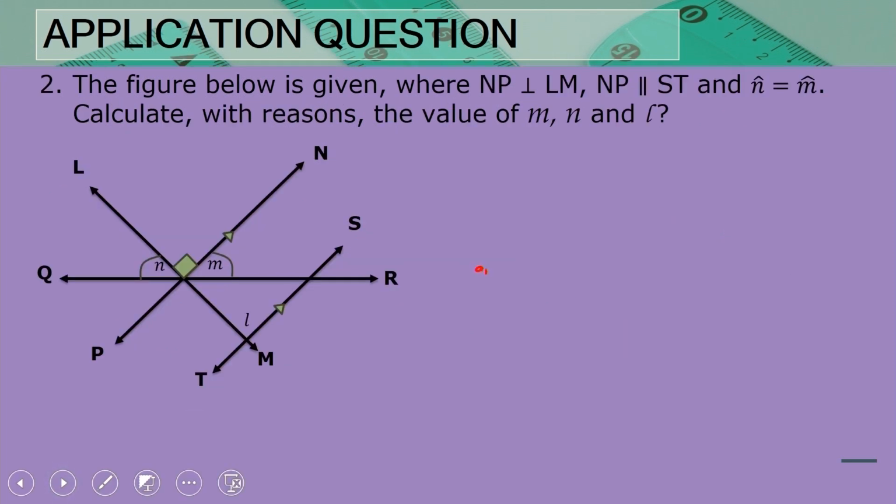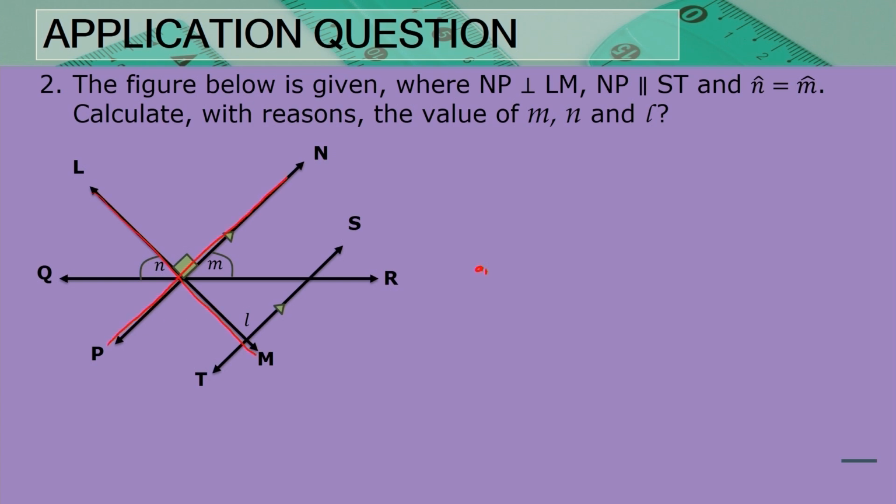So the next question says, the figure below is given where NP is perpendicular to LM and NP is parallel to ST. We are also given that N is equal to M. Now calculate with reasons the value of M, N, and L. So we are told that NP and LM are perpendicular. So there is LM and there is NP.